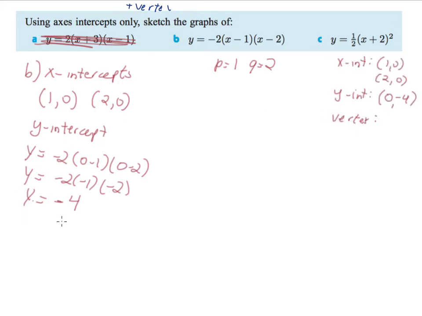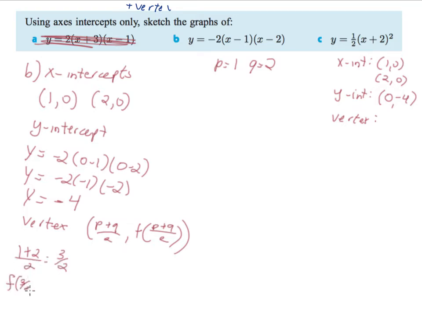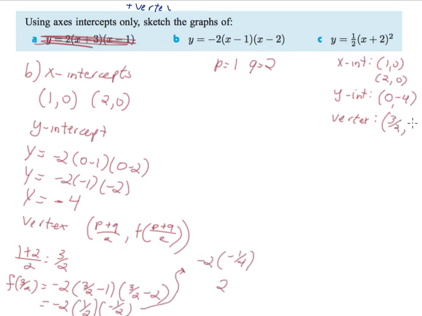Finally, I'm going to find the vertex. So remember, the x value of the vertex is p plus q divided by 2, and then we plug that into our function. So the x value of our vertex is 3/2. Plugging that into my equation, my y value of the vertex is 2. So now I have my intercepts and my vertex, and I'm ready to sketch my graph.